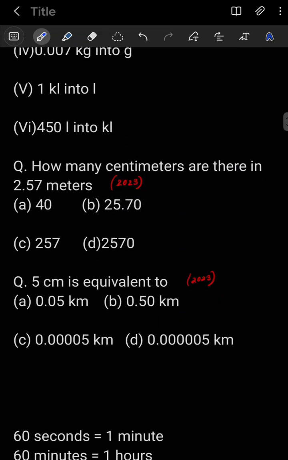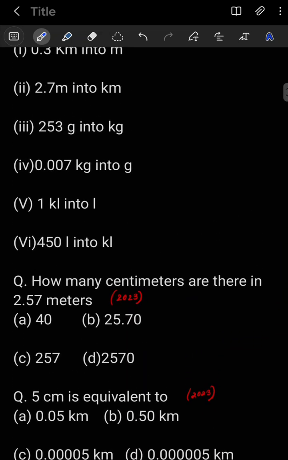This question has been taken from the MTET question paper 2023, and this one is also from 2023. You have to solve the two questions by yourself and comment the answer. First of all I will give you the concept.